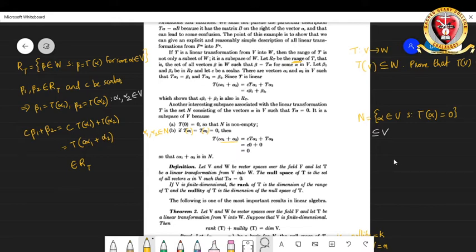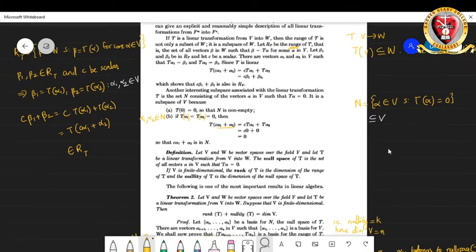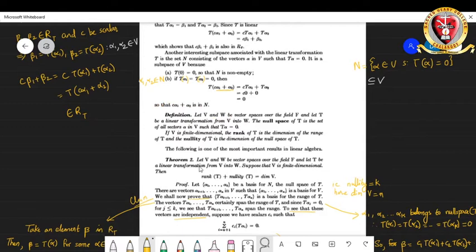So from this you can define the simple definition. Suppose V and W are vector spaces over the field F and T is a linear transformation from V to W, the null space of T is the set of all vectors alpha in V such that T of alpha is equal to 0. Okay.